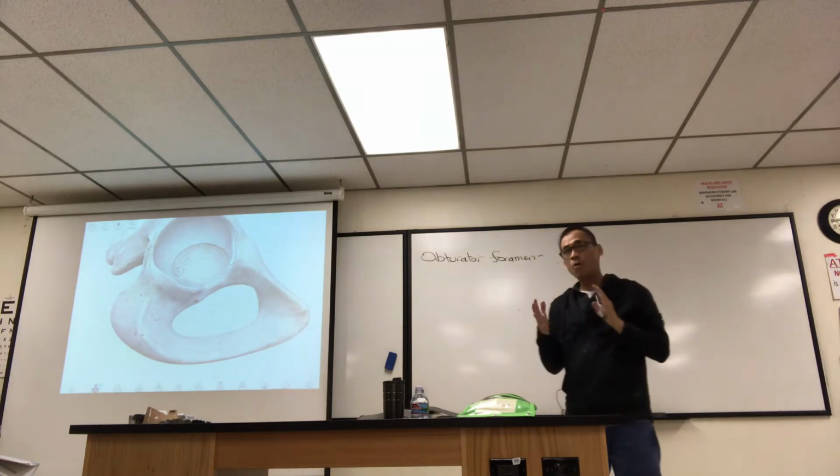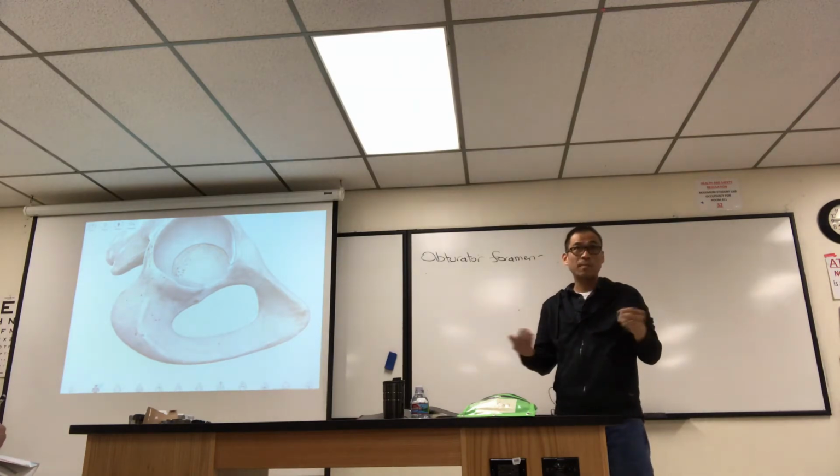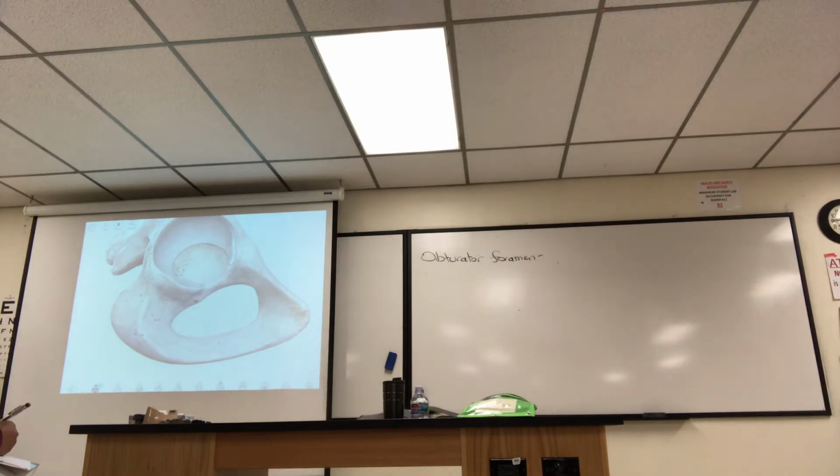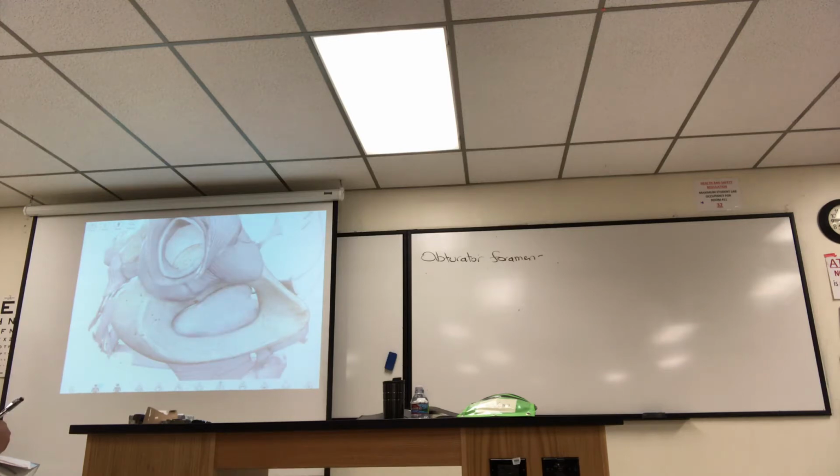Now in life, that hole is filled with a membrane called the obturator membrane. And that membrane provides a nice attachment point for muscles. Let me show that to you. So see that membrane that fills the hole? That's the obturator membrane. And there are two muscles that attach there called the obturator internus, obturator externus.